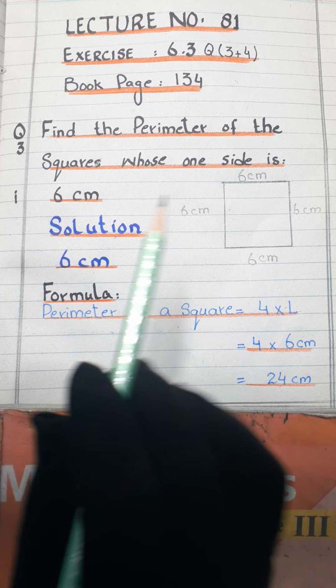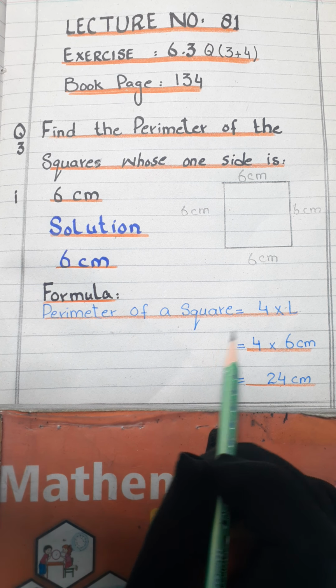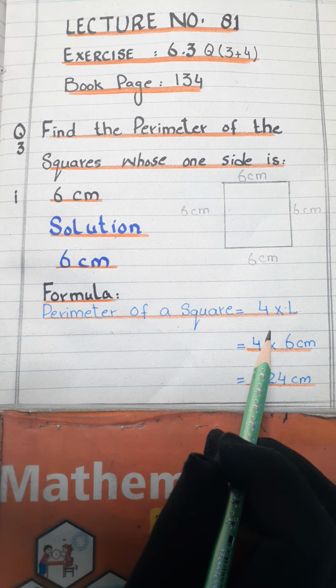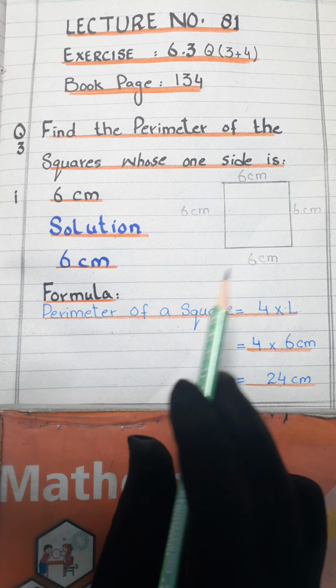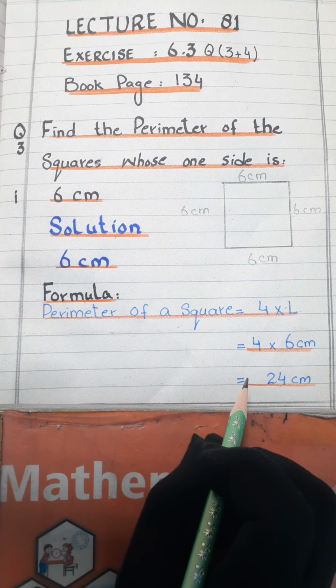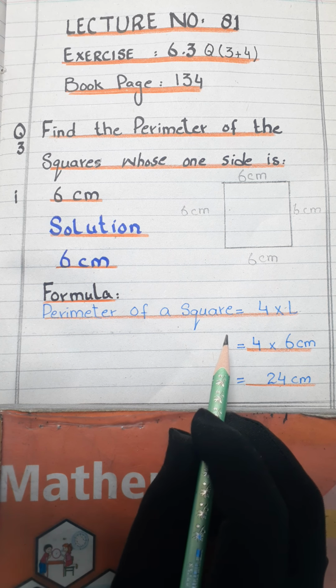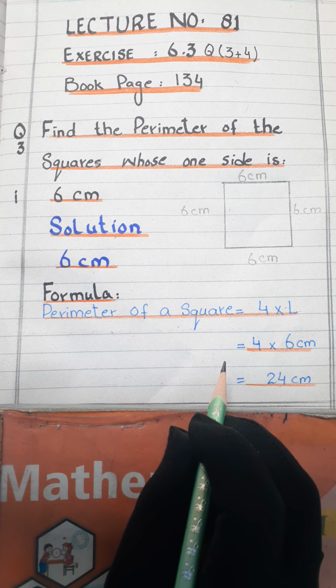Repeat the question, then give the heading of formula. You write down the formula. For square, you write the formula of square. For rectangle, you write down the formula of rectangle. Then you put the values in the formula and get the answer. Total 7 questions, 4 parts of one question and 3 parts of the next one. You solve all these questions in your rough notebook.